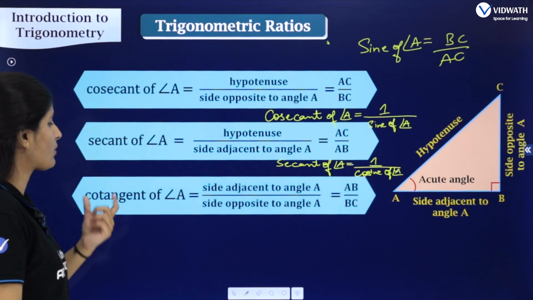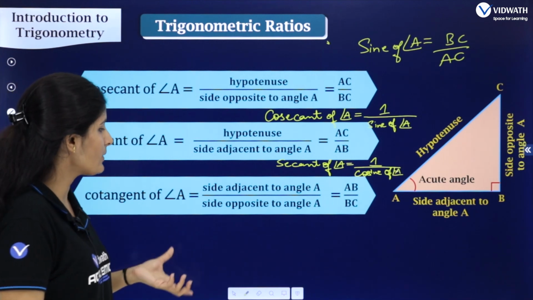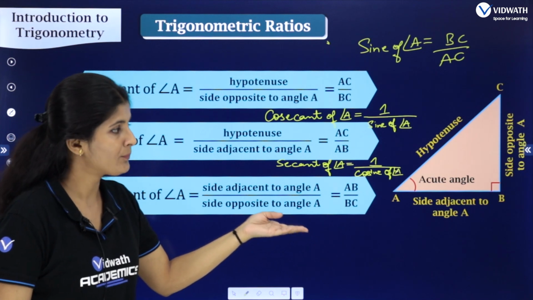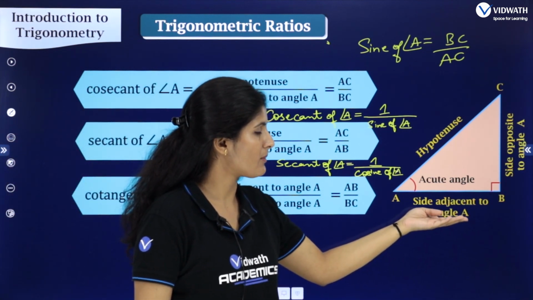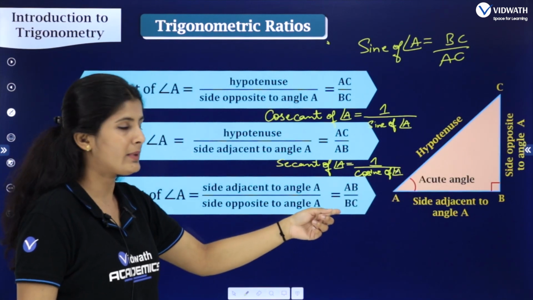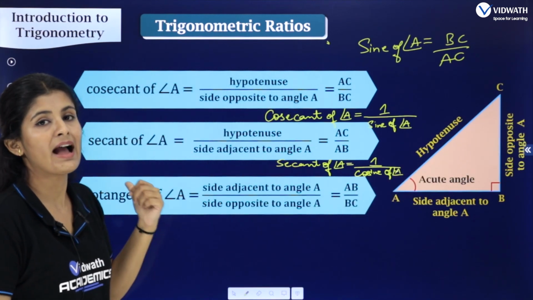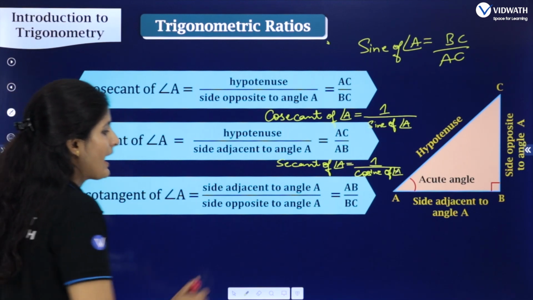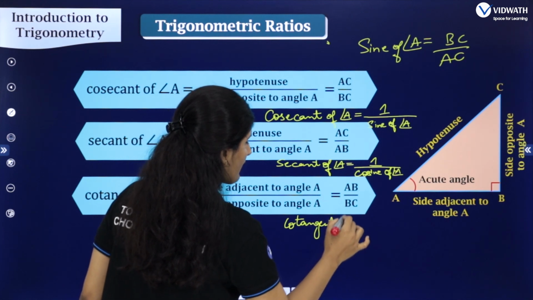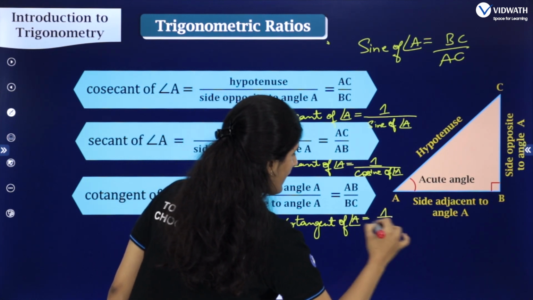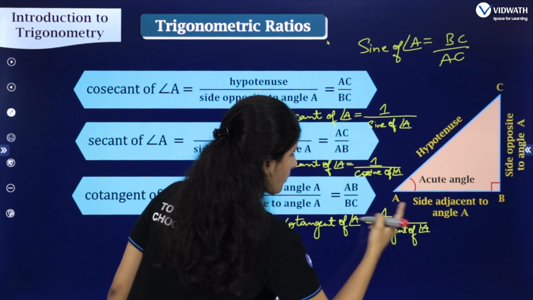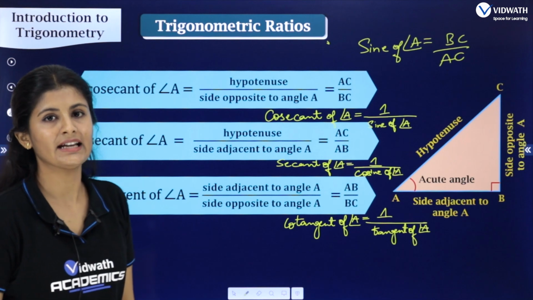Finally, we define the ratio cotangent of angle A, which is given to us by the side adjacent to angle A divided by the side opposite to angle A. Here, the side adjacent to angle A is AB, and the side opposite to angle A is BC. So, AB by BC will give us cotangent of angle A. Therefore, I can form the relationship between the cotangent of angle A and the tangent of angle A as cotangent of angle A is nothing but 1 over tangent of angle A.